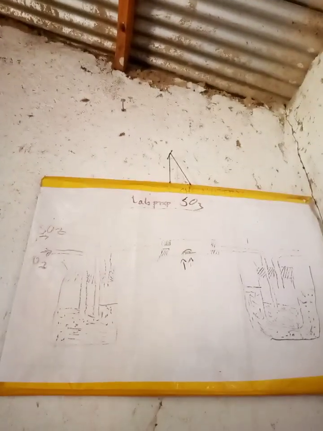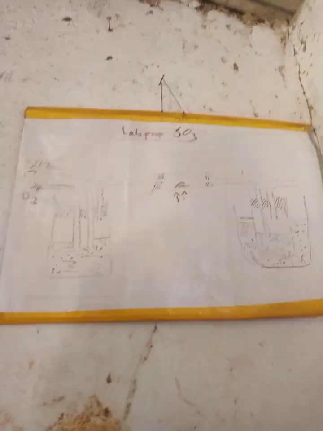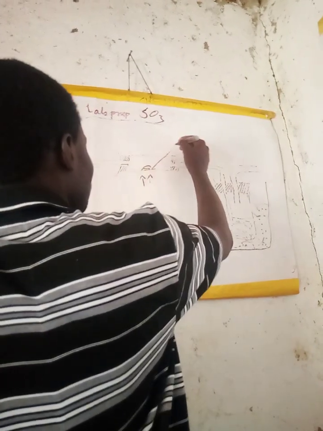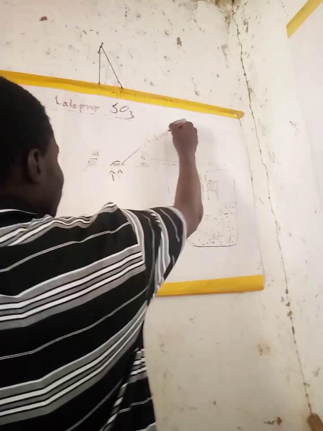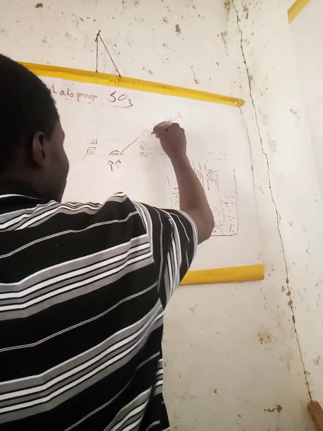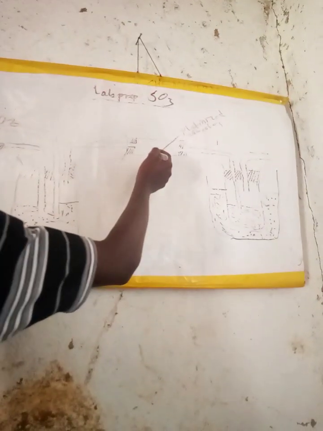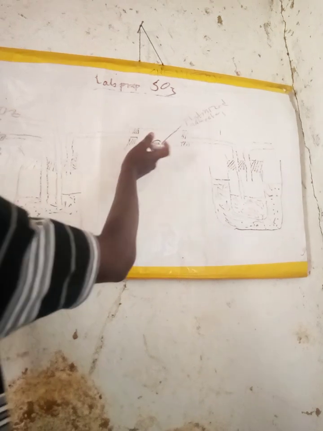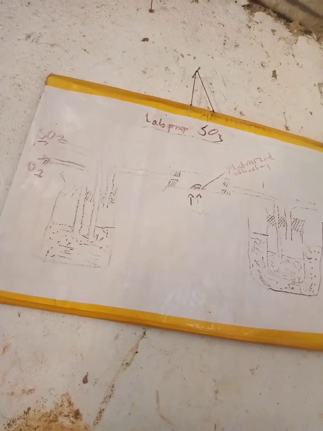They are first passed over heated platinized asbestos. The gases pass over this platinized asbestos in the combustion tube, where we have the platinized asbestos, and here is the source of heat.